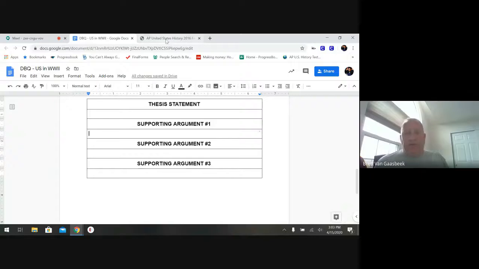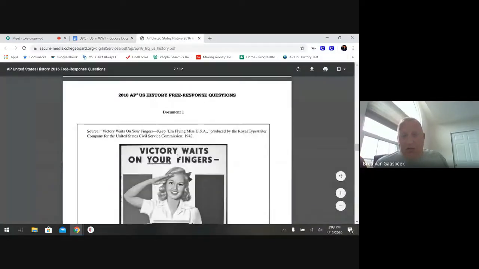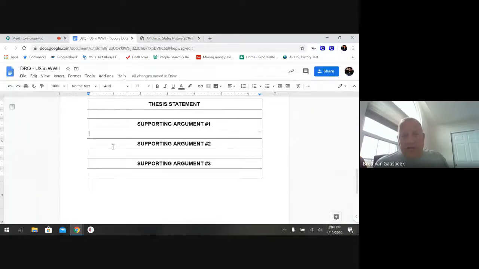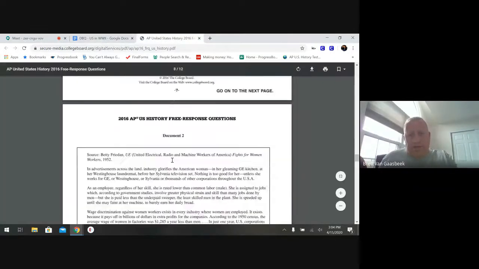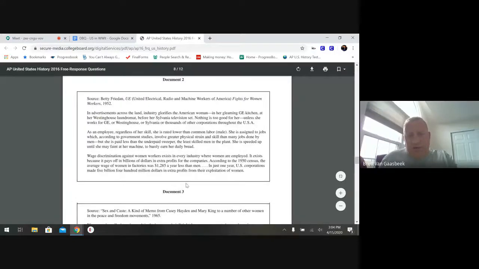If I look back at my documents, they actually help me pave the way. Document 1 is going to give me the argument: women began to work outside of the household. Then in document 2, it said women started working outside of the household. You can use document 2 to talk about how many are working.